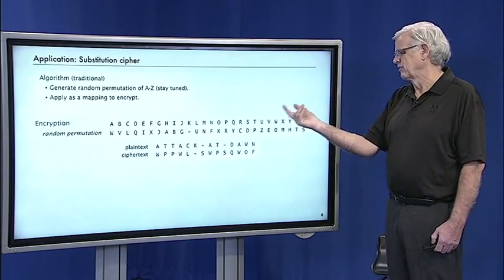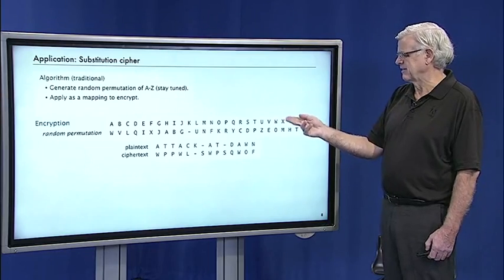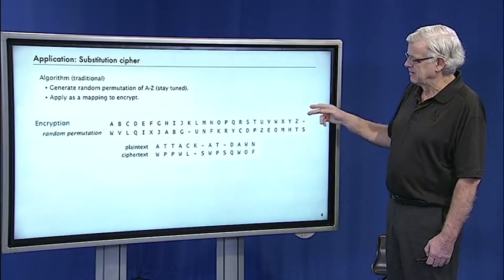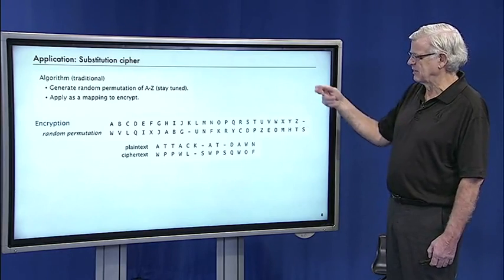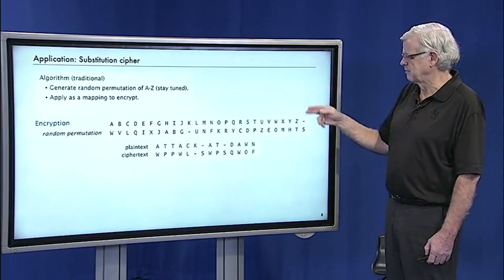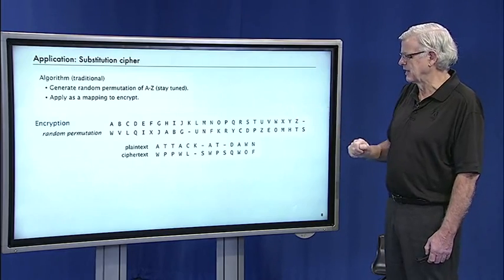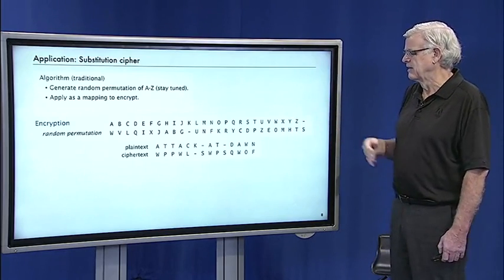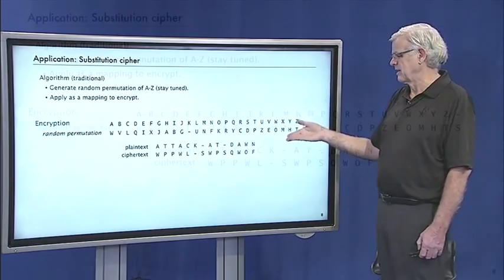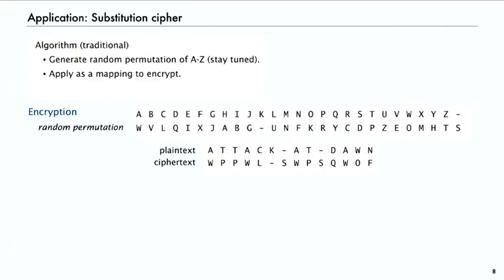So if the message, which is called the plain text, is attack at dawn, then the random permutation tells us that A should map to W, T to P, again A to W, C to L, and so forth. And that gives us a ciphertext, and it's encrypted. We can send that ciphertext, and an eavesdropper couldn't figure out what the plain text is without knowing the random permutation. So that's a simple cipher system.